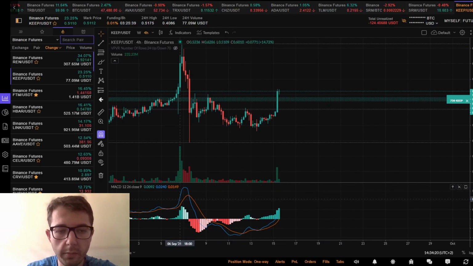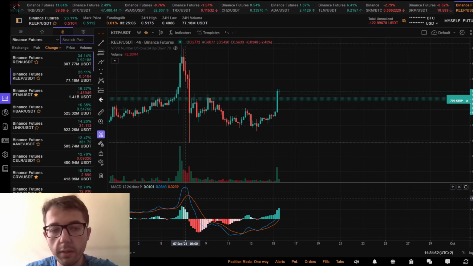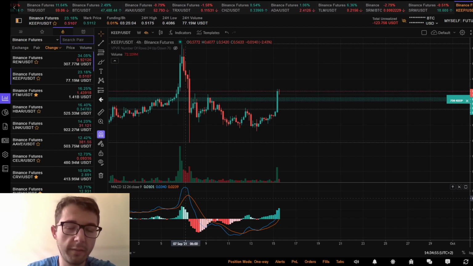So we have two lines and a histogram. The histogram represents the difference between the MACD and the signal line. The MACD is basically two EMAs, the 26 and the 12, subtracting the 26 and the 12, and you have the MACD. And the signal line, the orange one, is basically a 9 EMA of the MACD. And that's how the MACD is made.